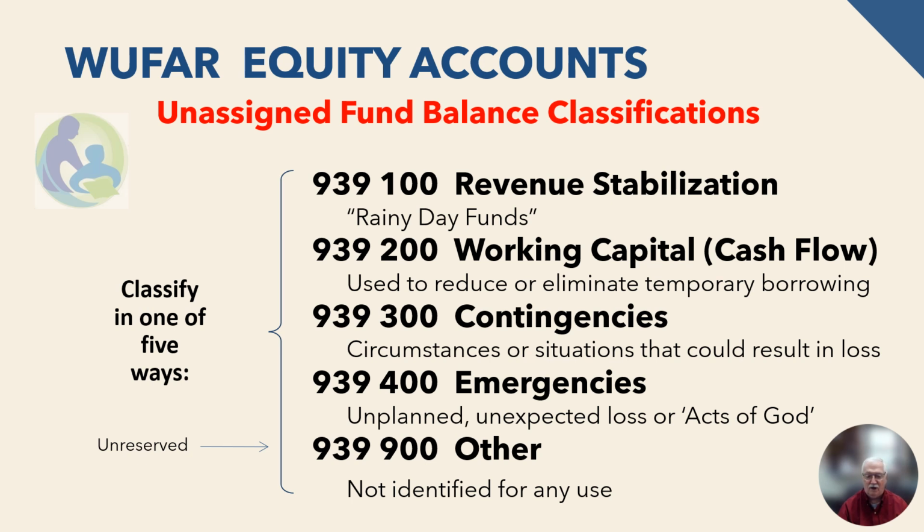939400 is an account which is used for emergencies, unplanned or unexpected loss, or acts of God. A school district may be located in a floodplain or in other areas where it oftentimes encounters tornadoes or flood loss or hail damage or other activities, and they may set aside monies there for those emergency purposes. If in all other situations the money that is left in a fund balance is not found a specific purpose for categorization, it's left in 939900 other, which means that money has not been identified for any specific use.